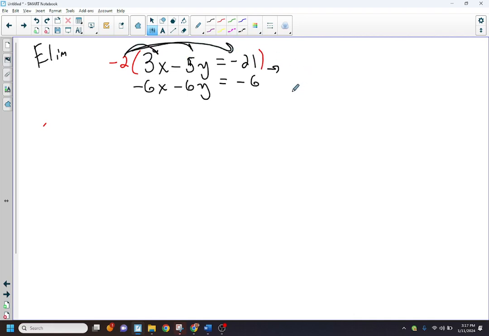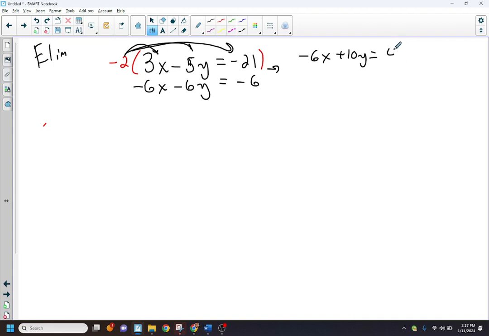The negative 2 is not a problem. You just bring whatever number you want to multiply. As long as you multiply to everything, you can do that. But if you don't multiply to everything, you can't. So we're going to multiply everything by negative 2. So you're going to get negative 6x plus 10y equals positive 42. Remember, it's everything. A lot of people forget that last number, okay?